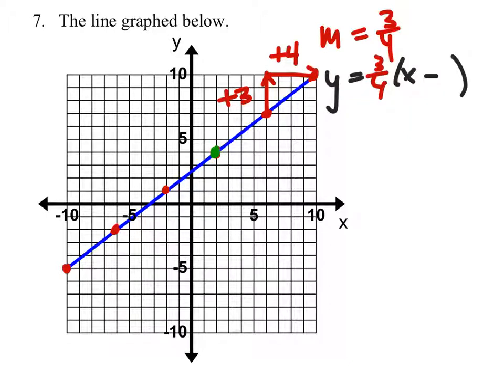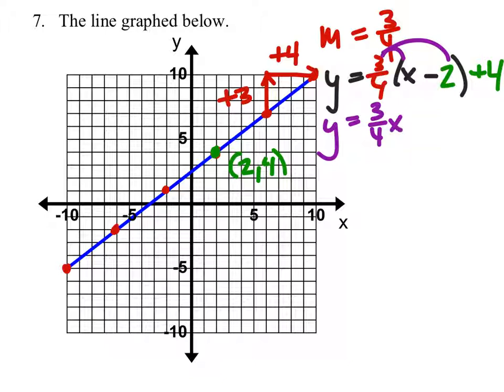We'll try this one, radical. 2, 4, yep. So it's 2 and then a positive 4, radical. And again, all we got to do is simplify this thing to get it to slope-intercept form. So y equals 3/4 x minus 3/2. That's 3/4 times 2. And then plus the 4.